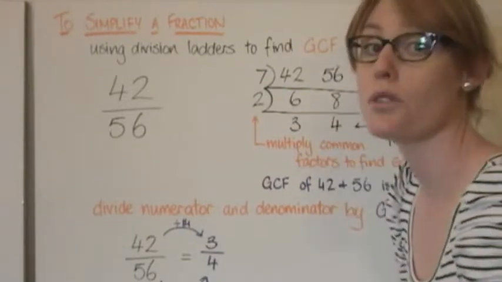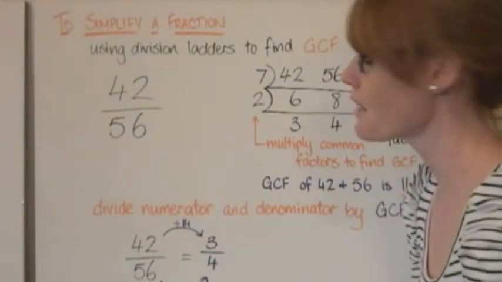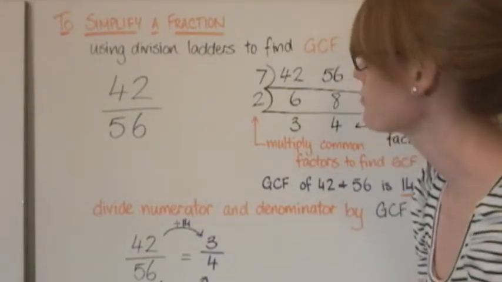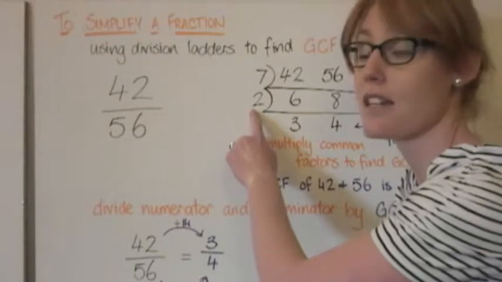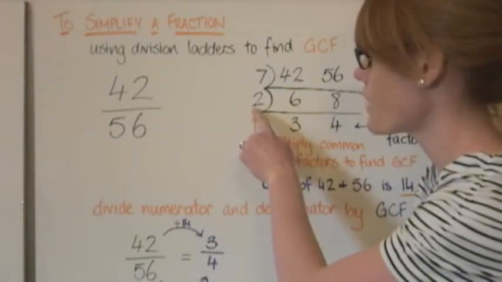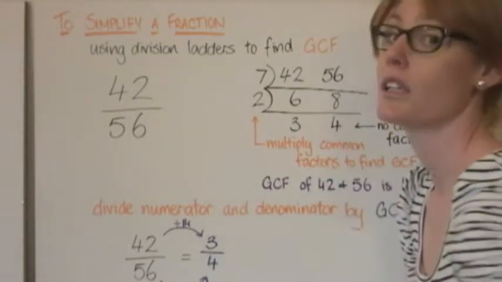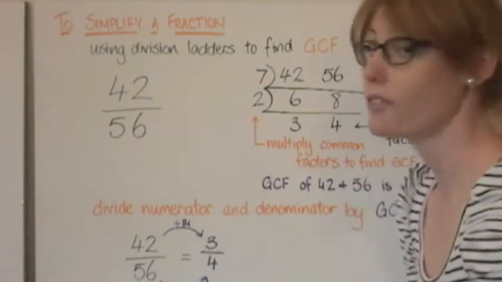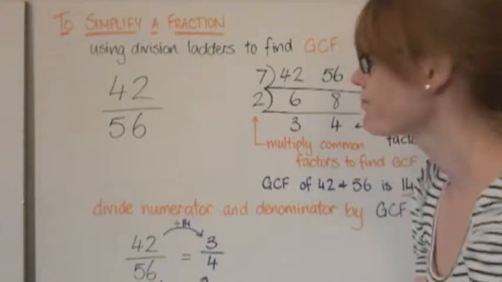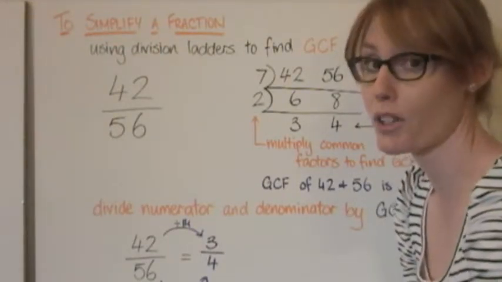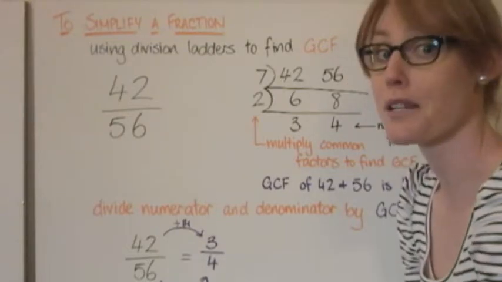I now have two new numbers to look at, and I recognize that because they're both even, they must be divisible by 2. So I list my factor here, 2. 6 divided by 2 is 3. 8 divided by 2 is 4. Now, I look at 3 and 4 and see if I can go any further. I can't with 3 and 4 because the only common factor they have is 1. There are no other common factors. So this is where I stop.